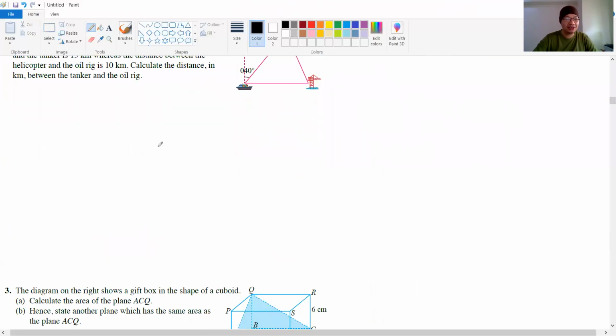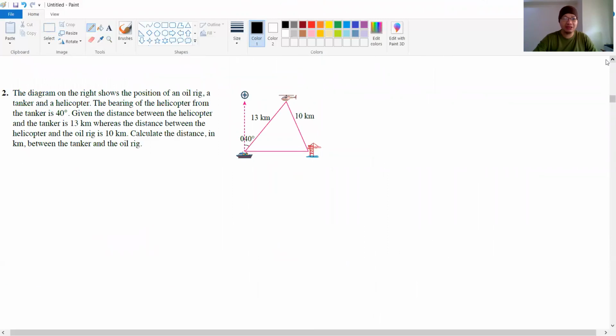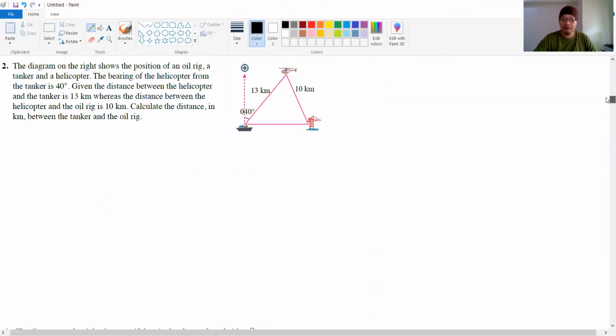Okay, now number two. What about number two here? For number two, we have a diagram with a bearing. This is what I want to discuss with you because it involves bearing. So the bearing of the helicopter from the tanker is 40 degrees. So this is the North Pole, and when this is the North Pole, that's 90 degrees. So automatically we know that this one should be 50. Okay, straightforward, straight away.